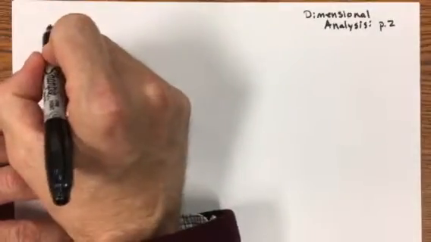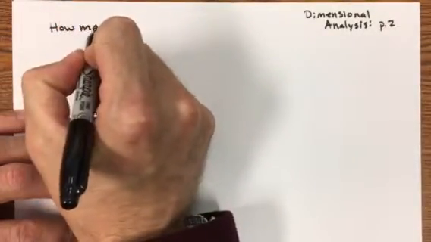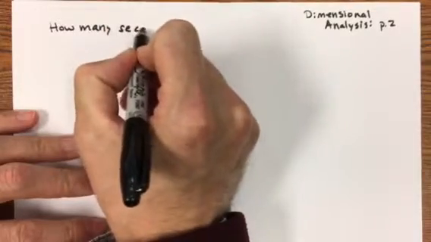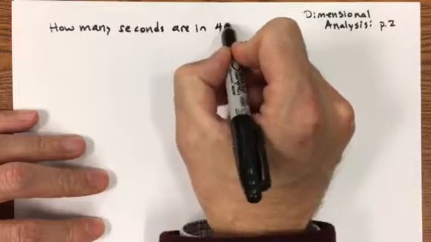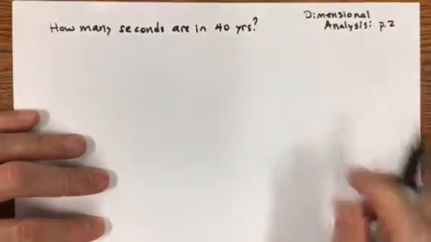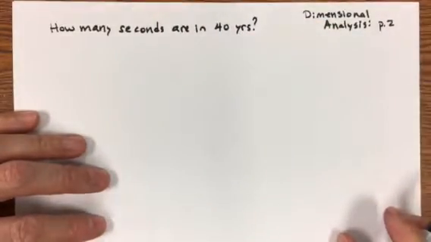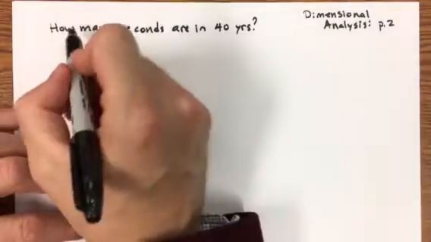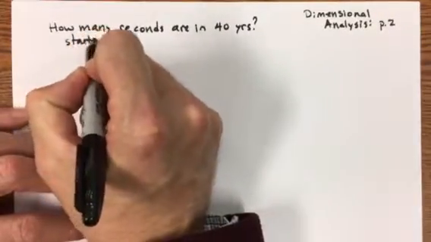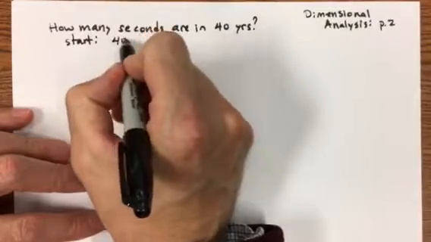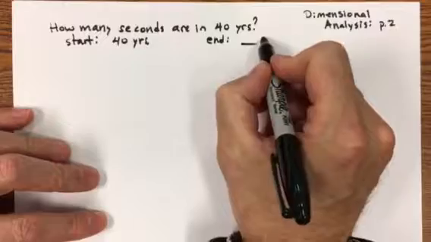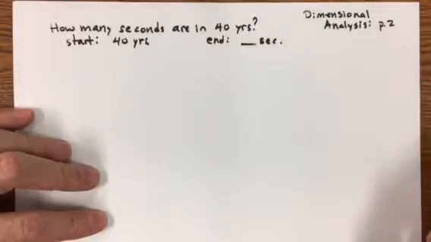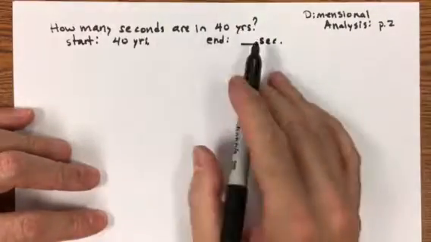So let's try one. Suppose I say, how many seconds are in 40 years? Okay, how many seconds are in 40 years? So what are we going to start with? 40 years. And what do we want to end up with? We want to end up with seconds. So we know where we're going to start, we know where we're going to end up.